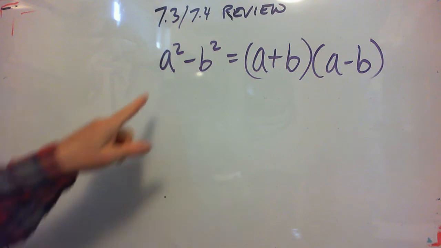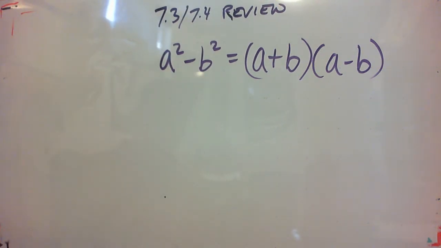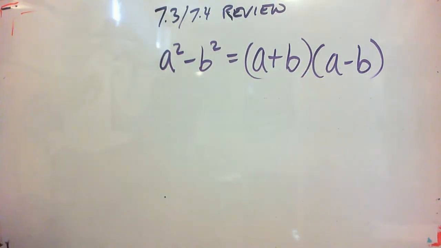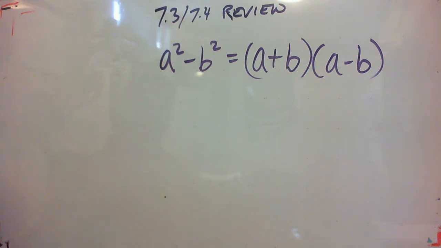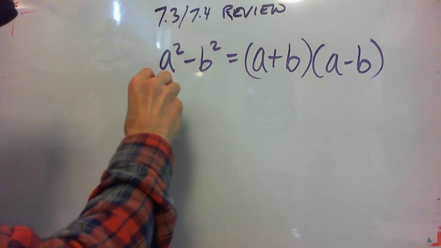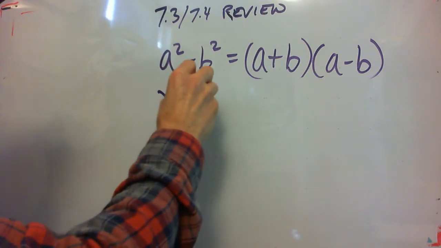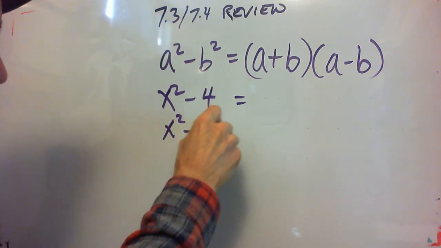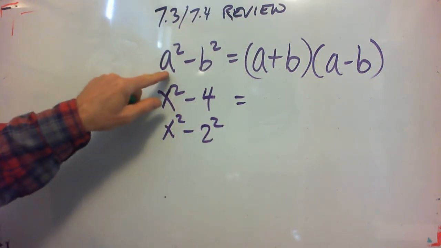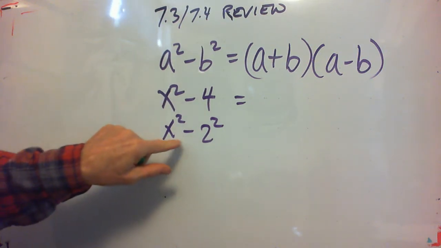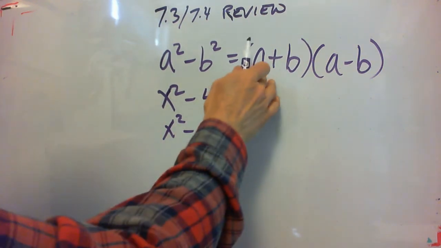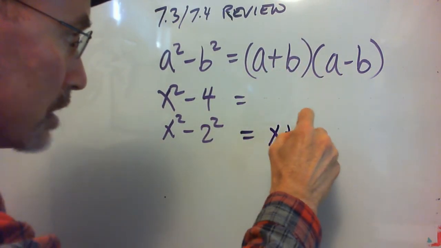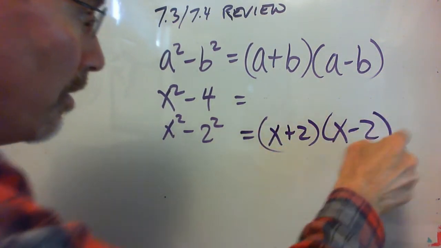The last type of factorization is difference of squares. Difference of squares is a squared minus b squared equals a plus b, a minus b. So two squared quantities. So if I had x squared minus 4, that's really x squared minus 2 squared. So instead of a squared minus b squared, it's x squared minus 2 squared. We replace each a with x and each b with 2. So instead of a plus b, it's x plus 2, x minus 2.